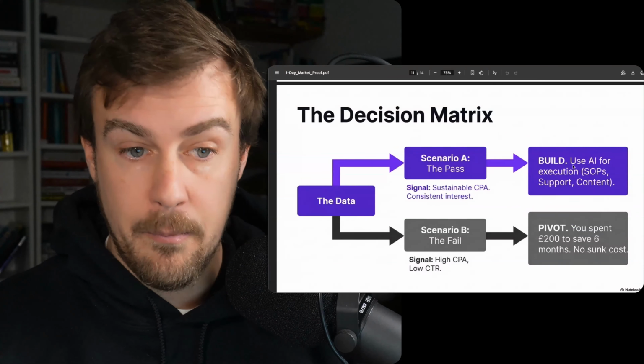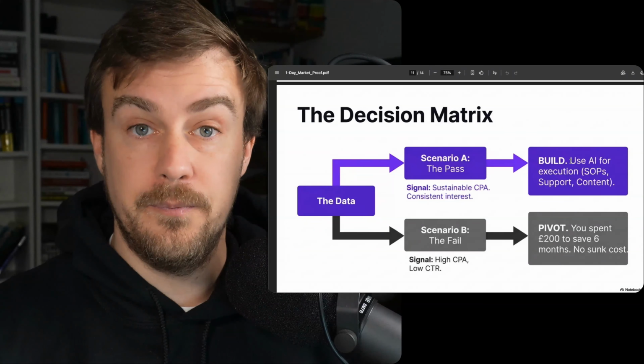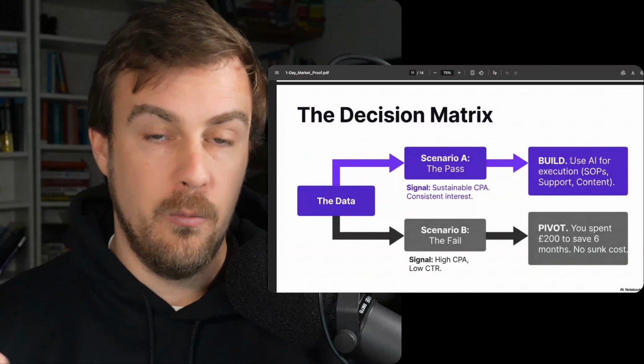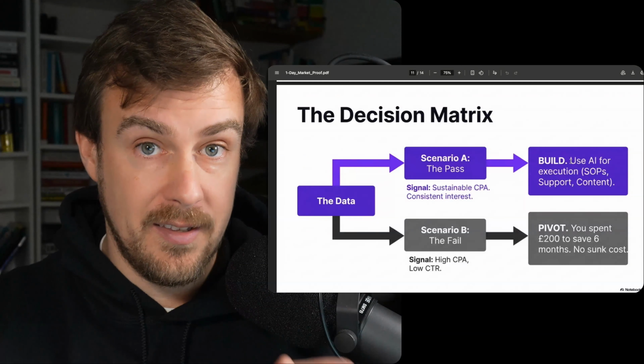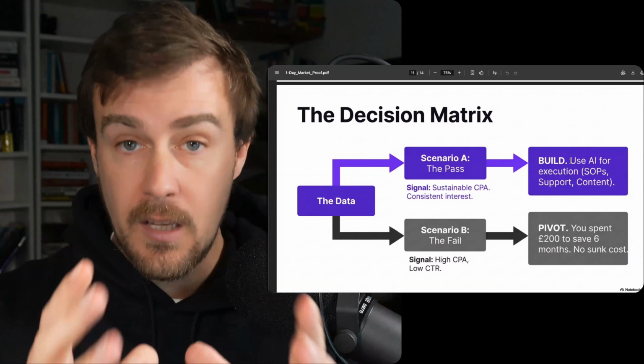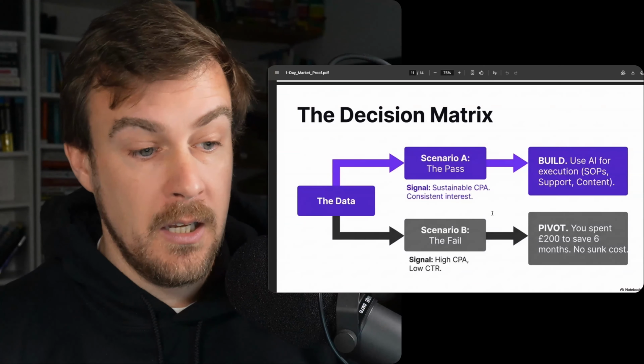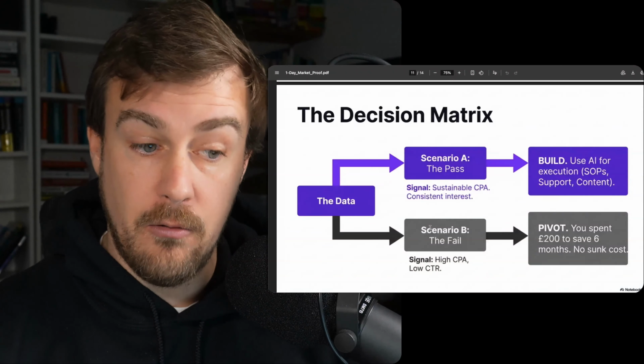But you are going to go ahead and build your product. What your product is depends on what the idea was. It depends on the delivery mechanism. You use the successful sales pages and the ads to tell you, okay, it's going to be in this area. Let's get building. Otherwise, scenario B is it fails.